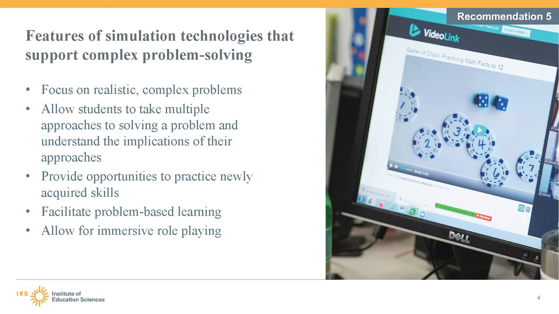It is also essential that instructors and instructional designers first determine the goals they hope to achieve with students and then choose simulation technologies that align to both the learning content and the desired learning outcomes of the course.